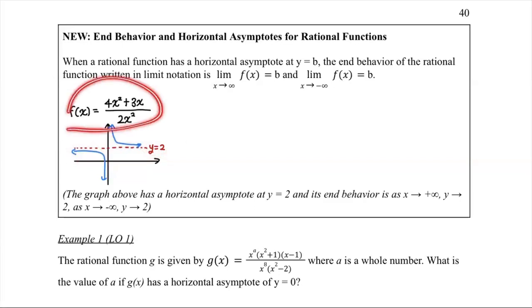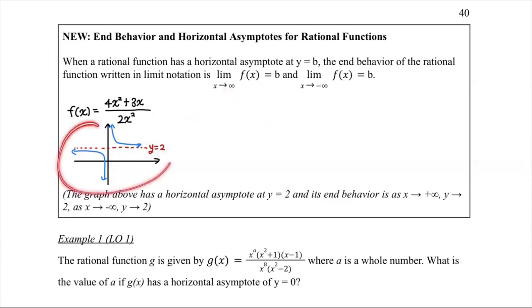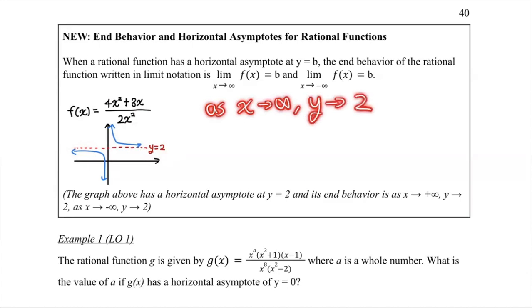If you take a look at this example, because the degree of the denominator and numerator are the same, we can simply conclude that this rational function would have a horizontal asymptote at y equals 4x squared over 2x squared, or that's simply 2. That is true because, as you can see from this example, this rational function indeed has a horizontal asymptote at y equals 2. In that case, we can express that its end behavior is as x approaches infinity, y approaches 2, and as x approaches negative infinity, y approaches 2.